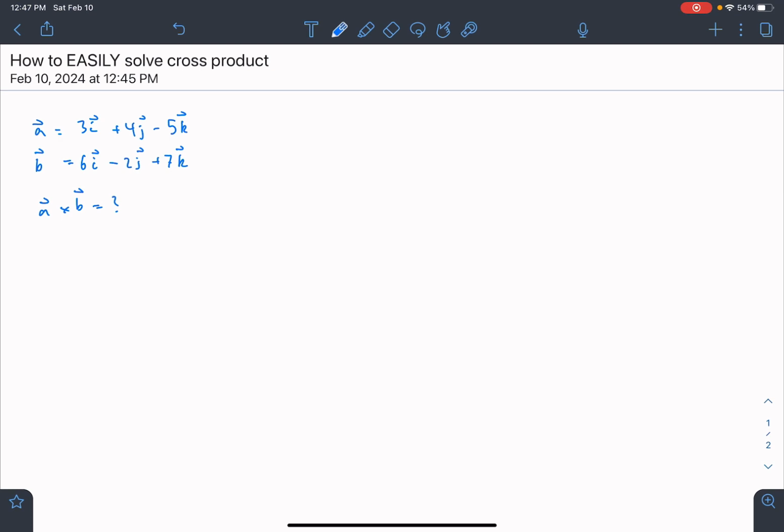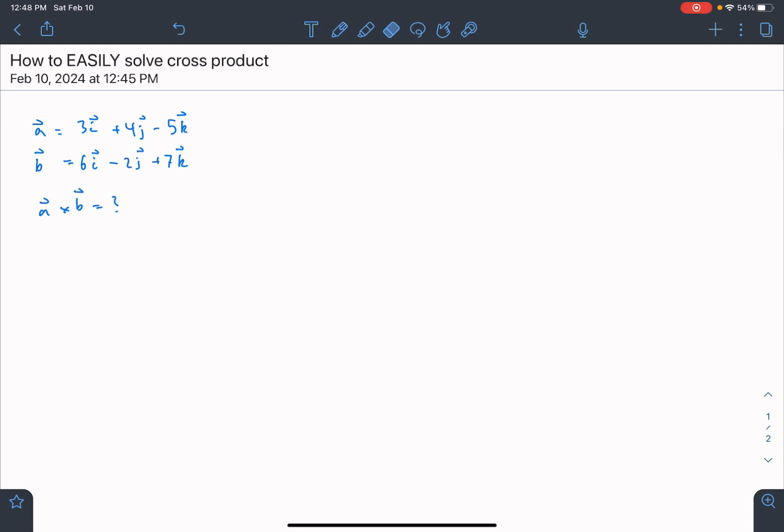So I think the way that they say in most classes is to solve the 3x3 determinant, which is exactly what I'm going to do right here. But how do you actually remember how to do that, right? I feel like it's really difficult to remember how to actually solve the 3x3 determinant. Well, I'll show you how to easily do that.